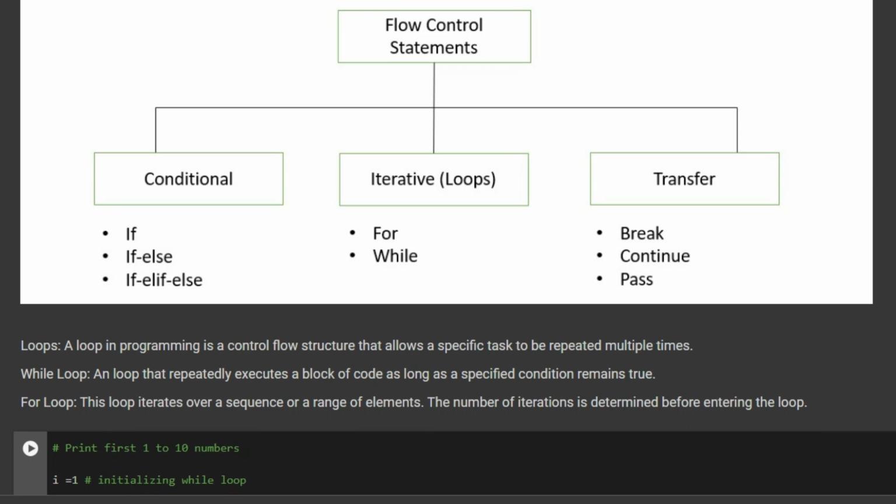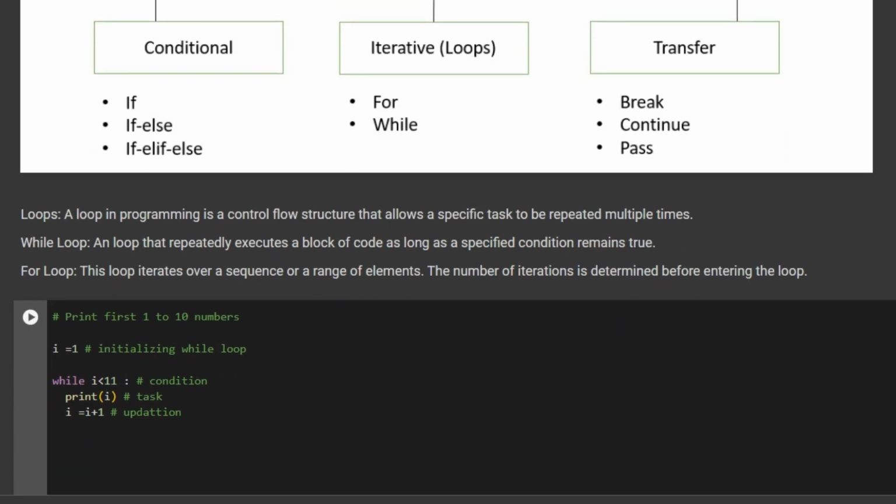The topic we will talk about today is iterative statements, that is, loops. A loop in programming is a control flow structure that allows a specific task to be repeated multiple times. In that, we have got two different variations, a while loop and a for loop. Today we will discuss the while loop.